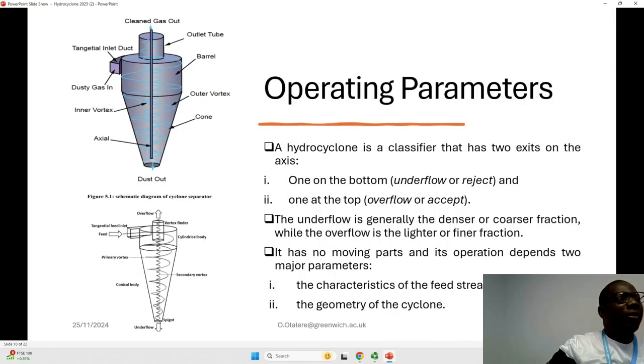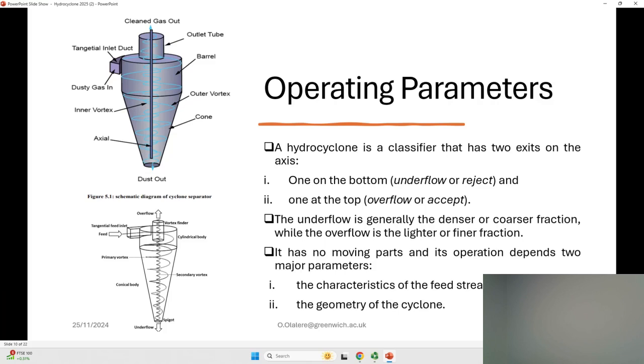So now in hydrocyclone separation, we have parameters. This is the reason why we are chemical engineers. We deal with parameters a lot. Even in cooking, we have parameters, right? And in filtration also, we have parameters. So here in hydrocyclone, we have parameters also, because those are the parameters we need whenever we want to design this unit operation.